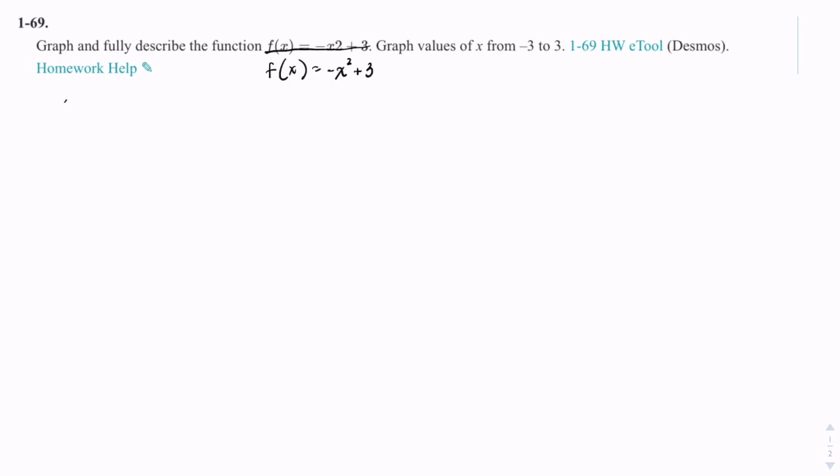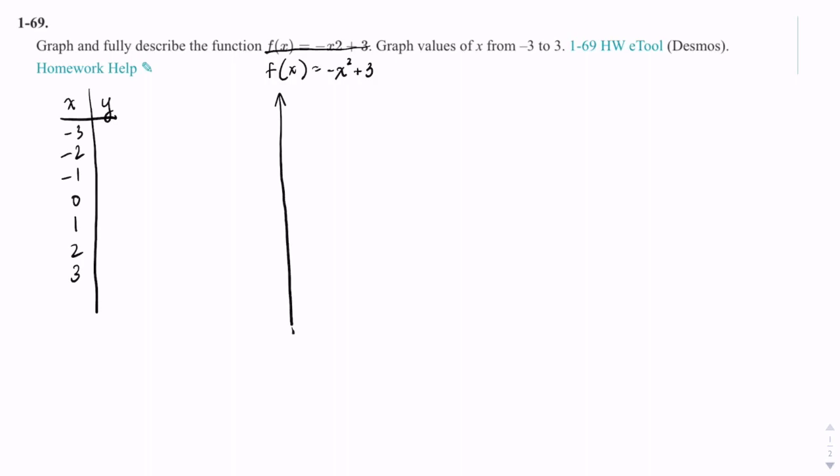So I'm going to create a table, x, y. We're going to put in values -3, -2, -1, 0, 1, 2, 3. Again, they told us to put those in. Then we will graph those values right here. And we should already know that when we have a quadratic function, a variable raised to the second power, it's going to be a parabola. So let's put in a -3.